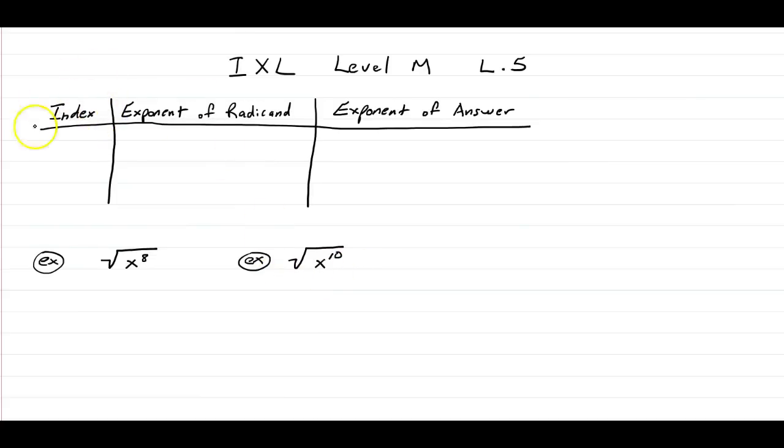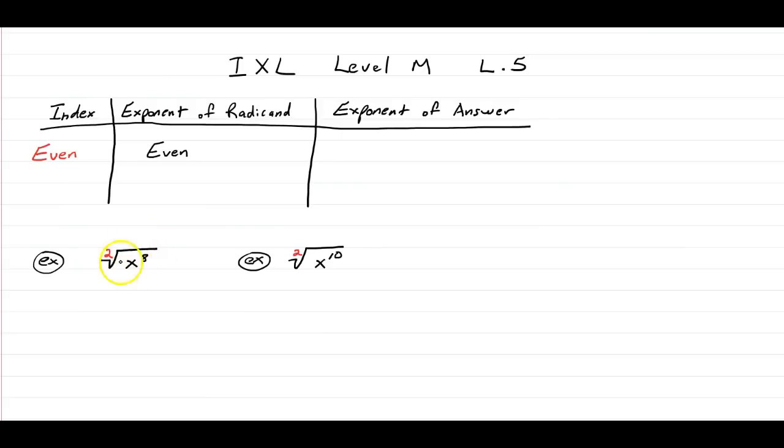So we are concerned about the index, the exponent of the radicand, and the exponent of the answer. When we're in IXL, we have to pay attention to these. First, the index here is 2. If it's not written, it's always 2. And so we're worried about when the index is even. When I have an even power on the inside, there are two different cases that can happen.